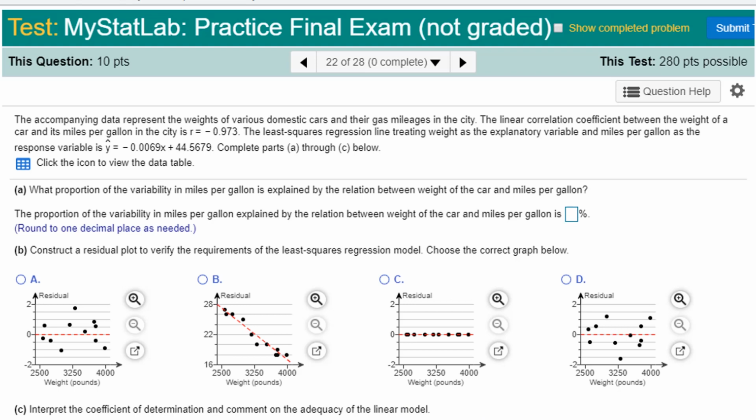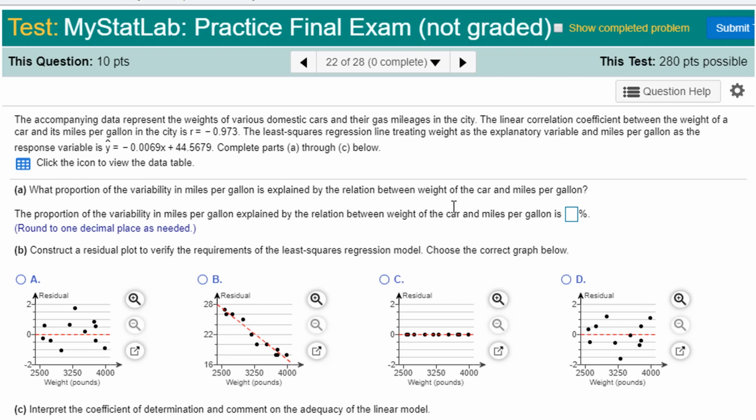Okay, let's go over this one. Now, the accompanying data represents the weights of various domestic cars and their gas mileages in the city. The linear correlation coefficient between the weight of a car and its miles per gallon in the city is r equals negative 0.973. The least squares regression line, treating weight as the explanatory variable and miles per gallon as the response variable, is y hat equals so forth, so forth.